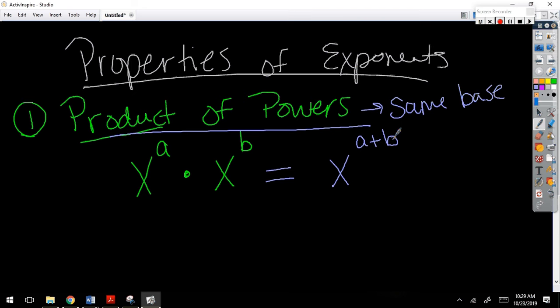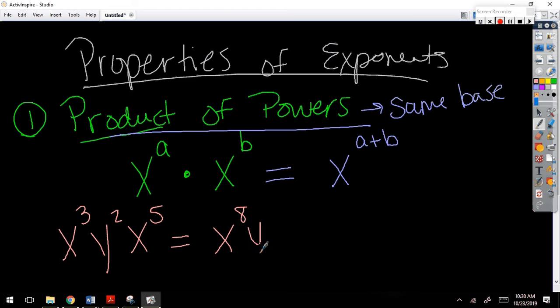So y'all have seen this before. So if this was x to the 3rd, y to the 2nd, x to the 5th, how might that simplify? You can only combine the ones that have the same base. That's exactly right. And I add those exponents together. Does that make sense? Do you see that the base itself is not being manipulated?